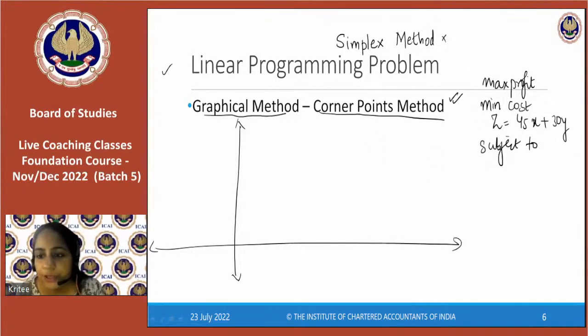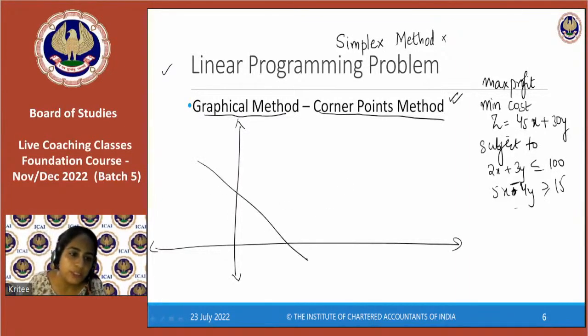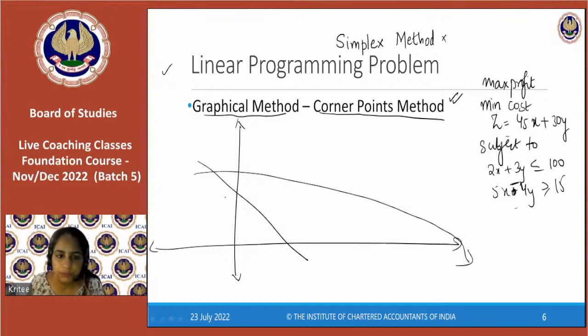So subject to, then there are certain conditions given to you: 2x plus 3y less than or equal to maybe 100, 5x plus 4y to be greater than or equal to 15, something. Okay, I don't know actually what is going to happen. Supposedly I have plotted these. I might have plotted this. Something like this has happened.